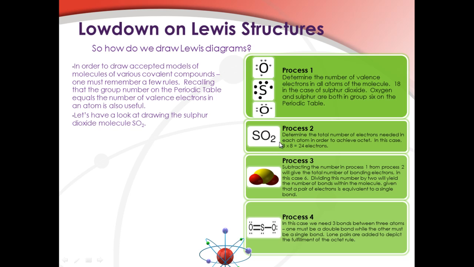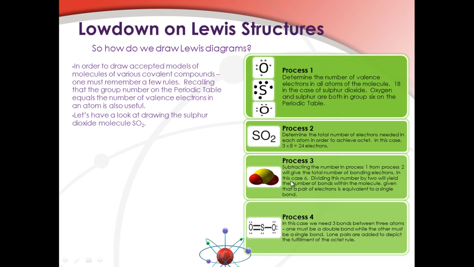So that's step 2. We need to actually work out the total number of electrons within the molecule if each atom in the molecule was to achieve octet. In this case there's 3 atoms in the molecule, so 3 times 8 is 24 electrons, potentially 24 electrons there in order to achieve octet for each of the atoms within the molecule. Now, in order to determine the number of bonding electrons, so that we can actually work out the number and type of bond within the molecule, we have to subtract the valence electrons from the total number of electrons.